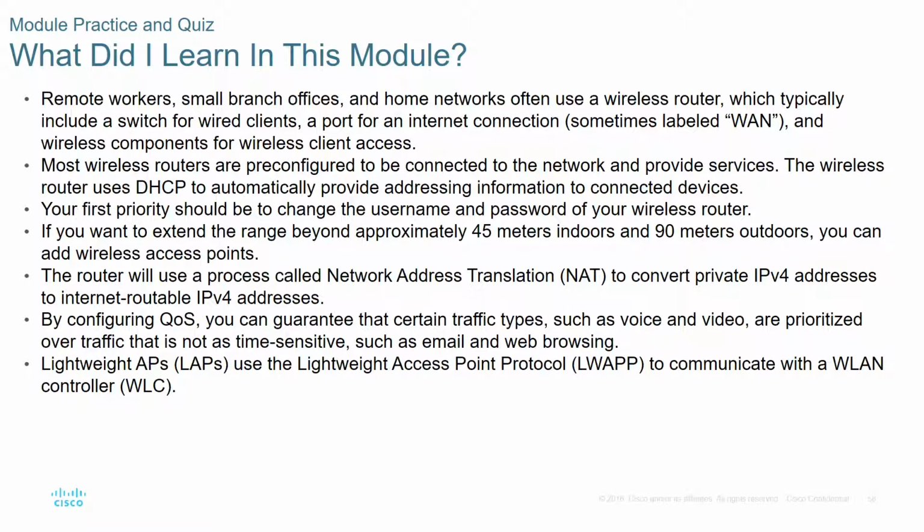If you want to extend the range beyond approximately 45 meters indoors and 90 meters outdoors, you can add wireless access points. The router will use a process called network address translation, NAT, to convert private IP version 4 addresses to internet routable IP version 4 addresses. By configuring quality of service, you can guarantee that certain traffic types, such as voice and video, are prioritized over traffic that is not as time sensitive, such as email and web browsing. Lightweight access points, LAPs, use the Lightweight Access Point Protocol to communicate with a WLAN controller.